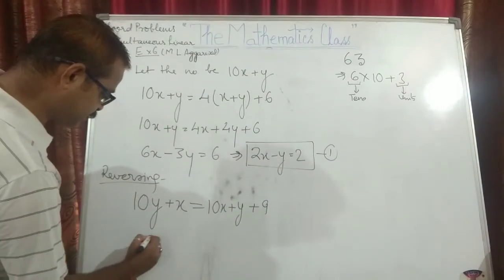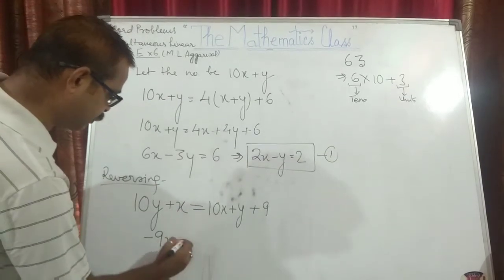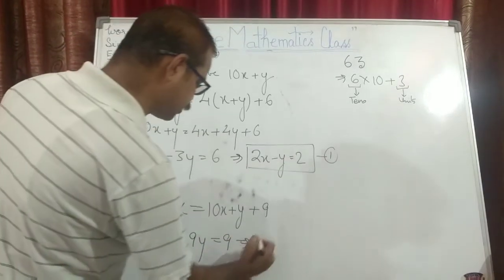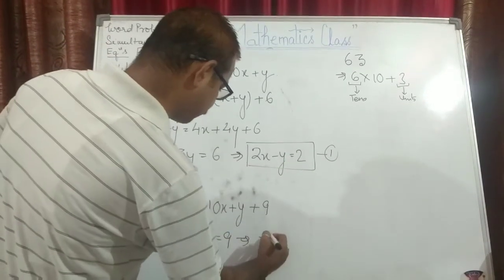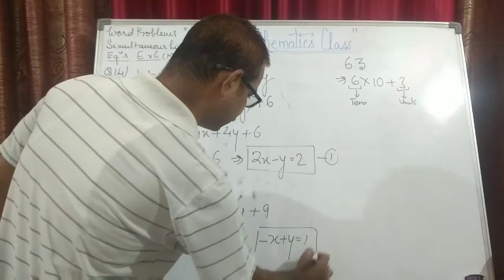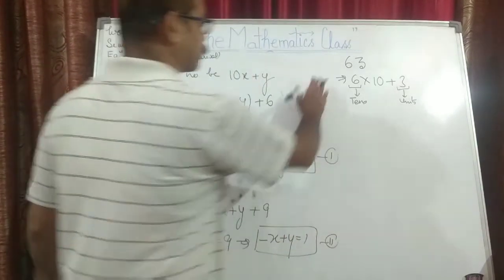So this can be written as minus 9x, this comes to the side, x and y come to the side, plus 9y is equal to 9. Divide this whole equation by 9, you will get minus x plus y is equal to 1. This is now equation number 2. Now you have to just solve it out.